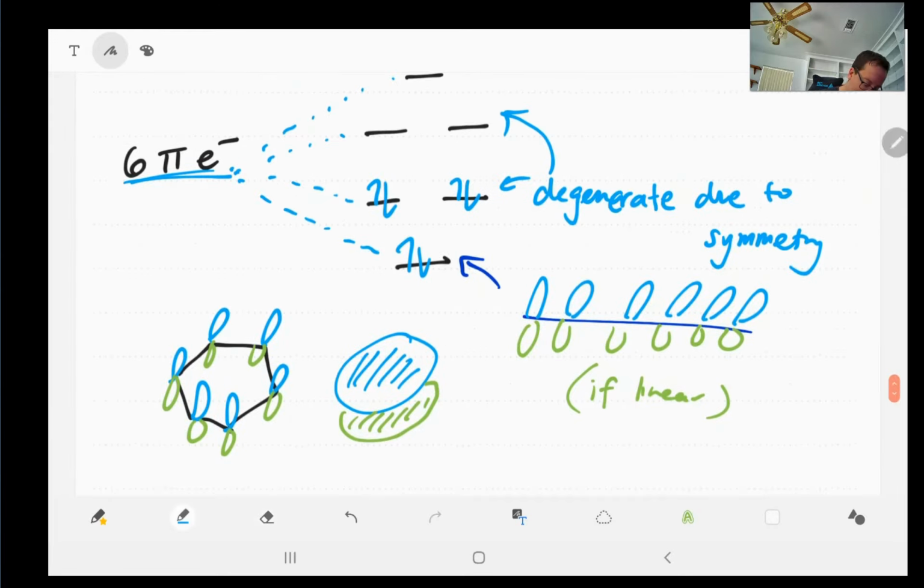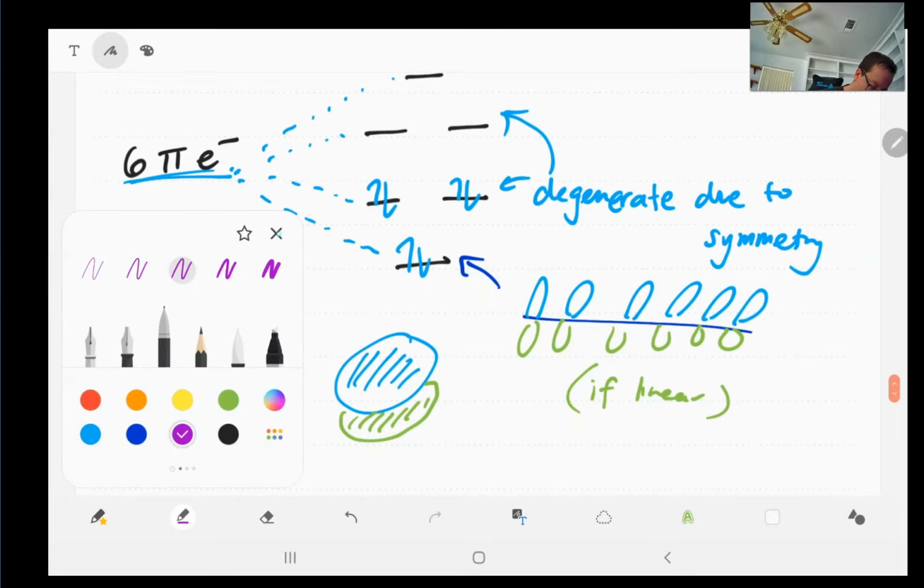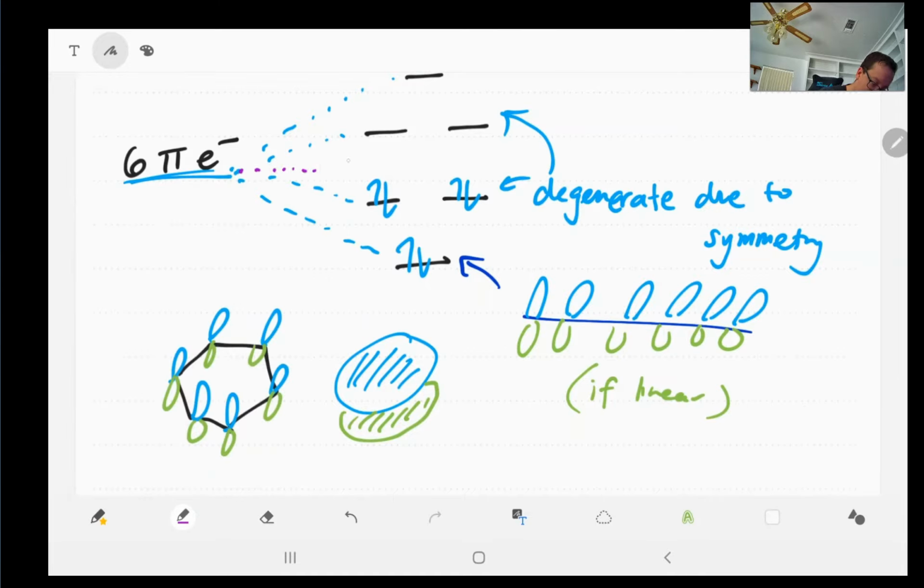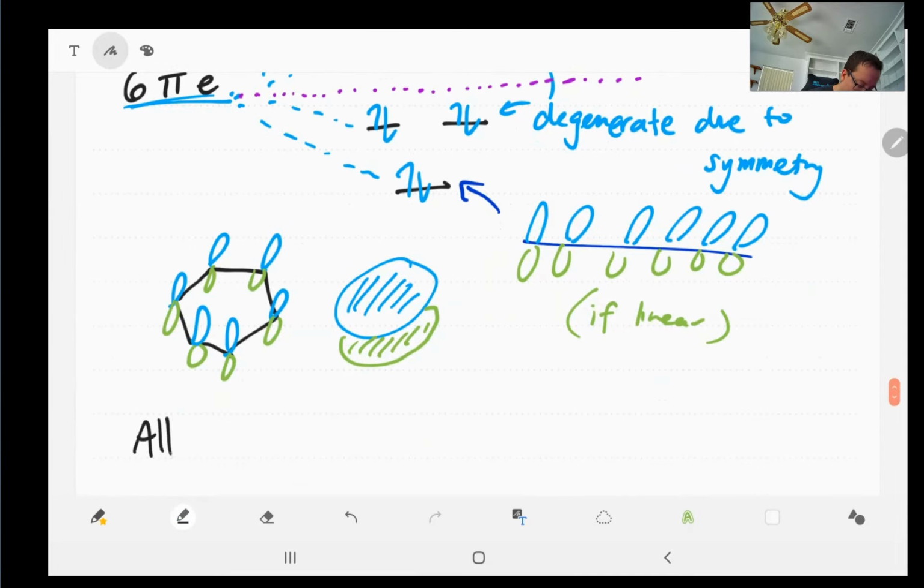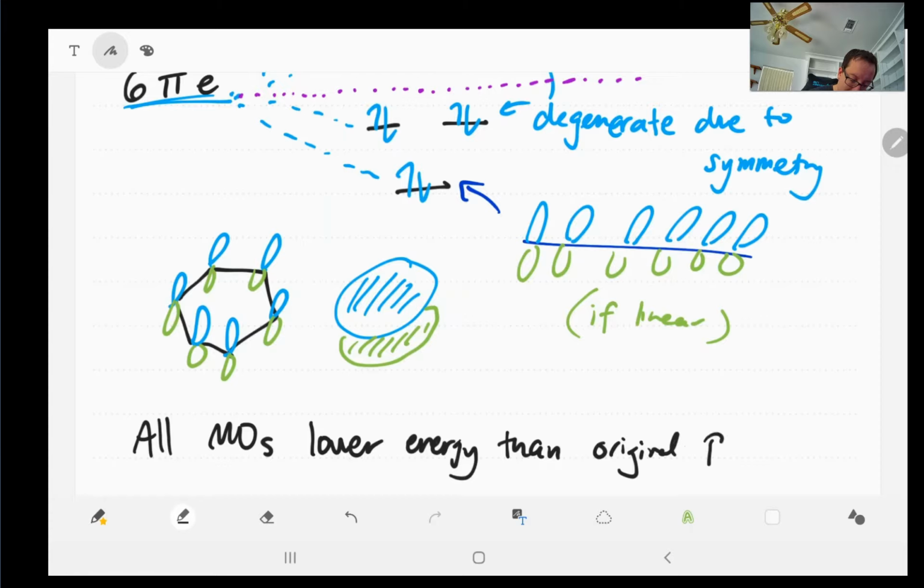But the important part here is that our original 6p orbitals are all higher energy than our molecular orbital ones. So all the MOs here are lower energy than the original atomic orbitals. And I'm just going to write here our filled ones, all our bonding ones.